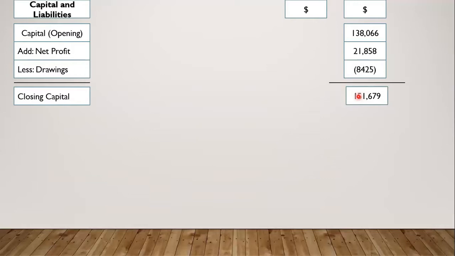That's my capital section. This is the closing investment. Clearly, I made a profit, and this increased my investment. But then I took out something for my personal use, and this decreased my investment. My final investment in the business is this. Okay, moving to the liabilities section.